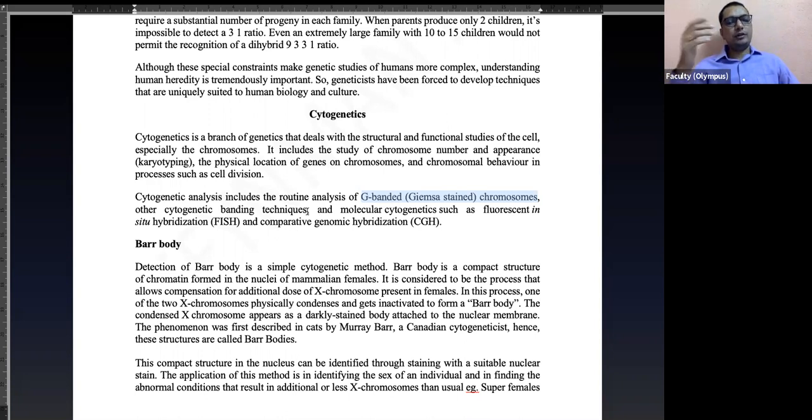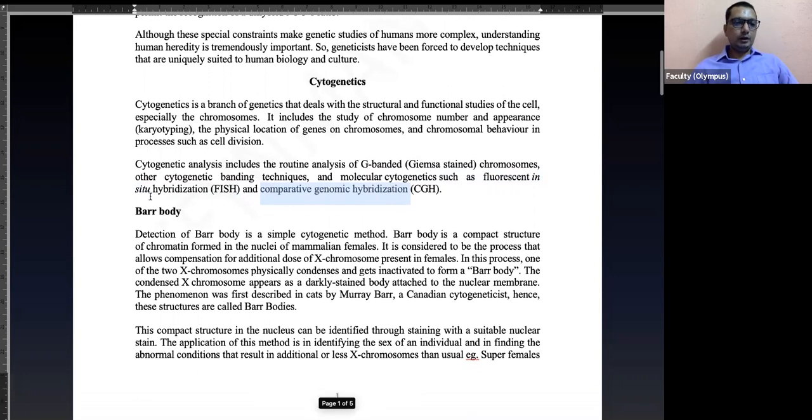Other cytogenetic methods that we have, not only Giemsa is one of them. There are multiple different methods of staining, which I'm briefly going to talk about. And then molecular cytogenetics, focusing at the molecular level, like the FISH method we talked about in gene mapping, fluorescent in situ hybridization technique, we discussed that in gene mapping. And also we have something called comparative genomic hybridization. These are some methods that can be studied under cytogenetics. Even before that, I'm going to give you a brief idea on a very simple cytogenetic method. We'll begin with that, and then we'll move on to karyotyping with Giemsa stain, and then FISH, and then CGH.